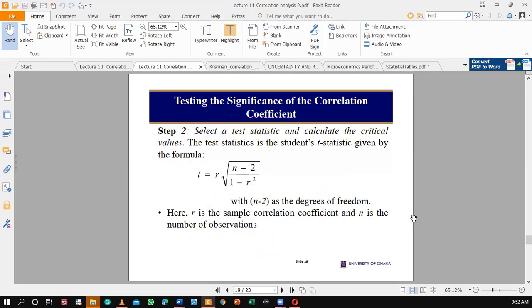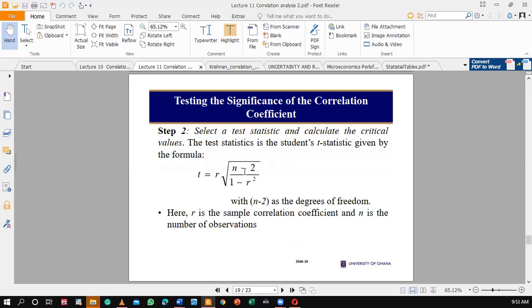After stating the hypothesis, we choose the test statistic. Here we use the t-star. There's a formula for finding the t statistic. This r is the correlation coefficient. This n is the number of observations. We are using t-star, so we use the student t table. So we want to find t alpha. The t critical is going to be t alpha with degrees of freedom n-2.